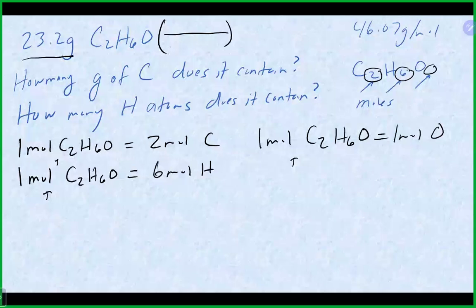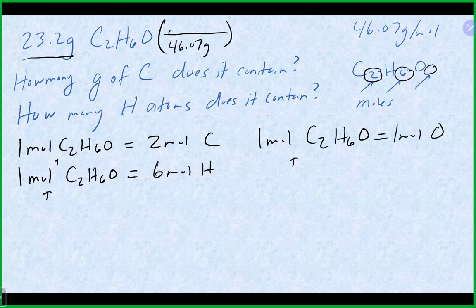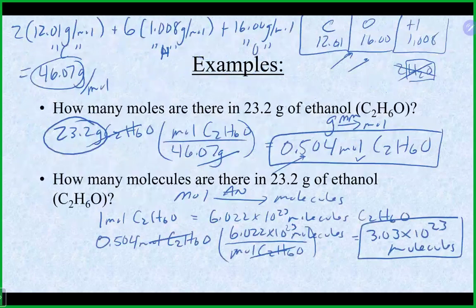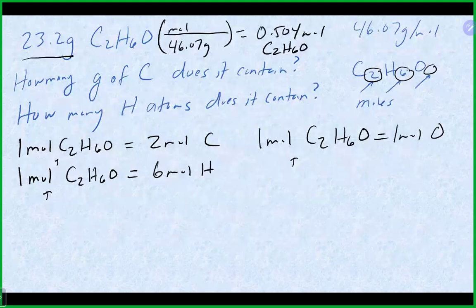So we're going to use the molar mass just like we did on that previous problem for the entire thing, and 0.504 moles of the entire thing. Again, we do have to do that conversion so that we could use the conversion factor that we just came up with. So now that we have moles of the entire thing, we could first tackle our carbon.